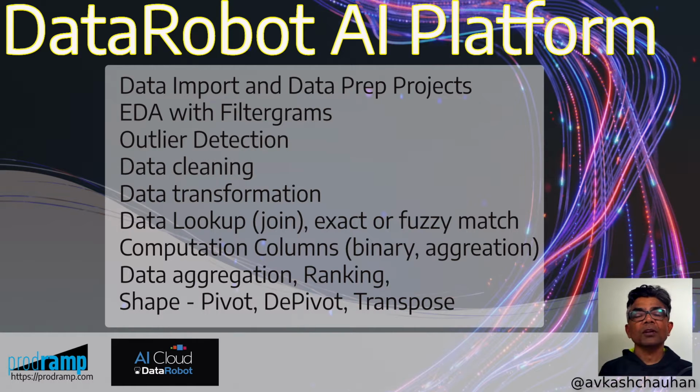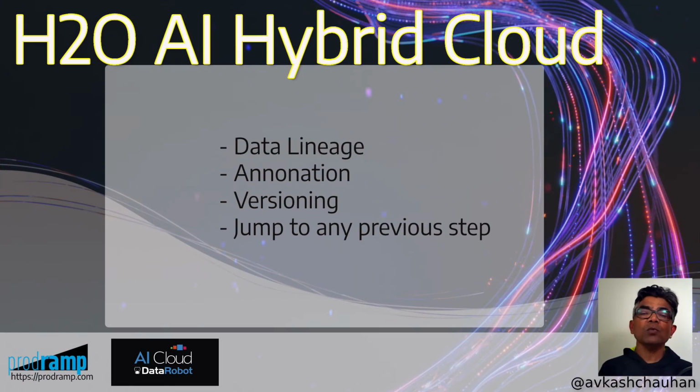DataRobot data preparation also supports shape. It means you can pivot, depivot, and transpose your source data set depending on your need. And while you are performing all these data preparation and data transformation steps, every step is recorded. So the data lineage is being created as you progress.